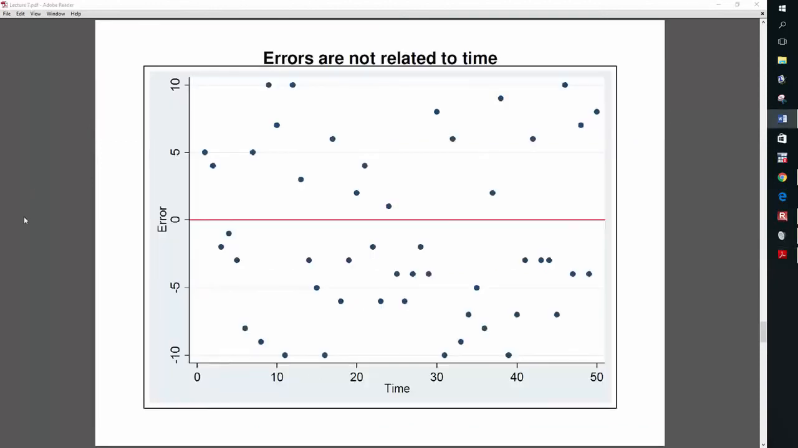In this graph, I plotted the errors against time. As you can see, there's no relationship between time and the errors. If I drew a line through the middle of these points, the slope would be 0, indicating that time has no effect on the errors.